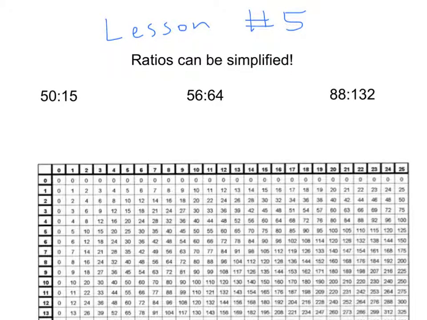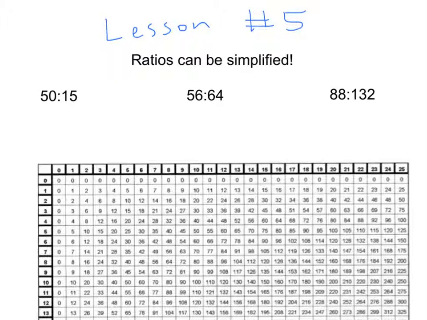So lesson number 5. We learned today ratios can be simplified. Just like fractions, we can simplify ratios as well. And by now, I would like to think that all of you should be professionals at simplifying. So if you want, you can press pause and go ahead and simplify these before I start doing it myself.